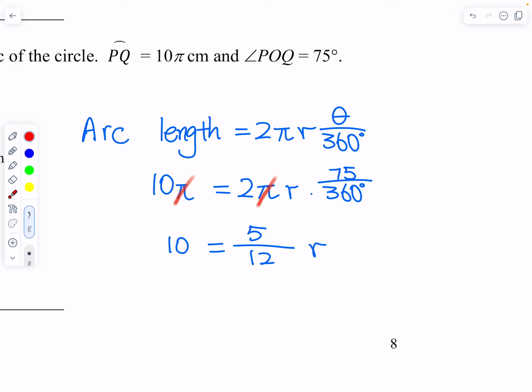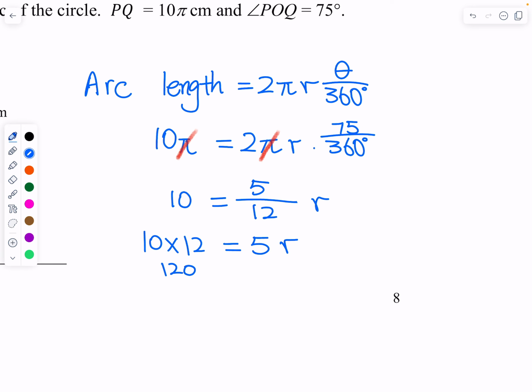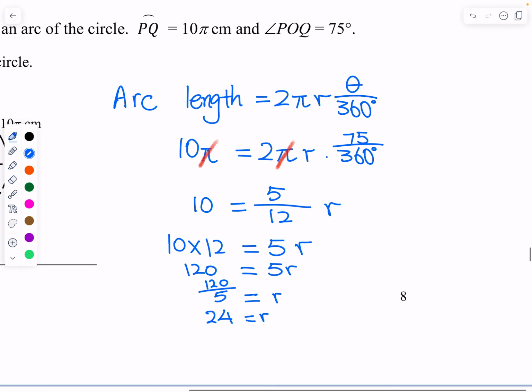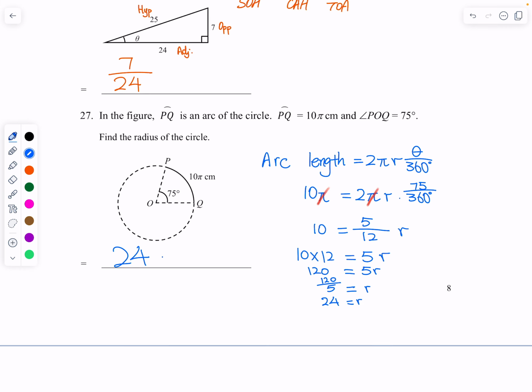Next thing, 12 either divide or a 12 is being divided here, goes to the other side, it becomes times. And then 5 is multiplied here, goes to the other side, division. And then 120 divided by 5, you should be able to get it as 24. So R is 24 cm. Radius is 24 cm. Okay.